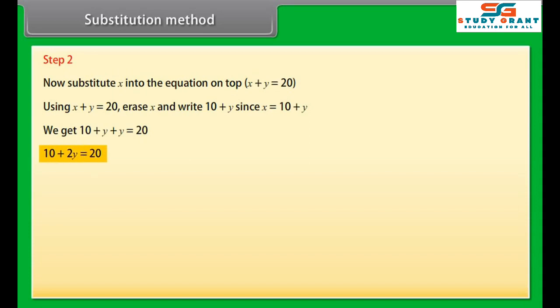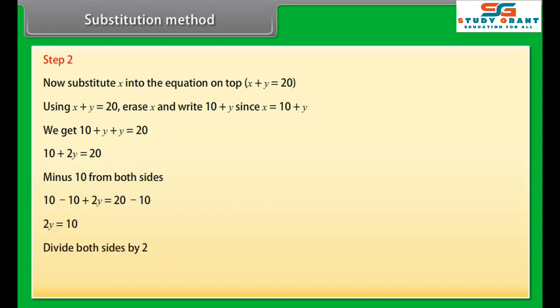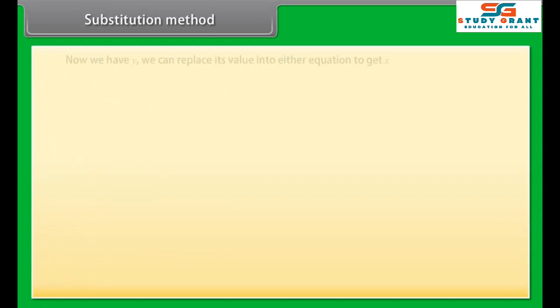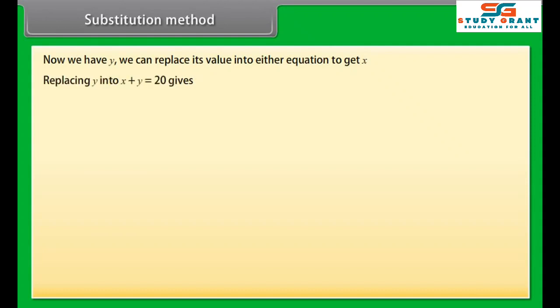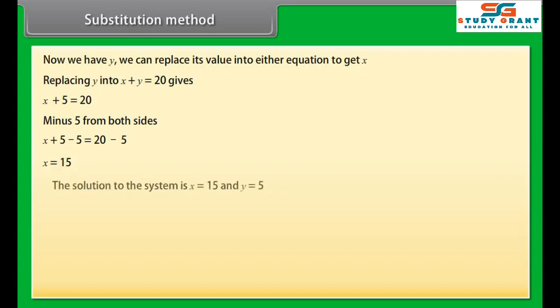Step 2. Now substitute x into the equation on top. X plus y is equal to 20. Using x plus y as 20, erase x and write 10 plus y since x is equal to 10 plus y. We get 10 plus y plus y is equal to 20. 10 plus 2y is equal to 20. Minus 10 from both sides. 10 minus 10 plus 2y is equal to 20 minus 10. 2y is equal to 10. Divide both sides by 2. Y is equal to 5. Now we have y. We can replace its value into either equation to get x.